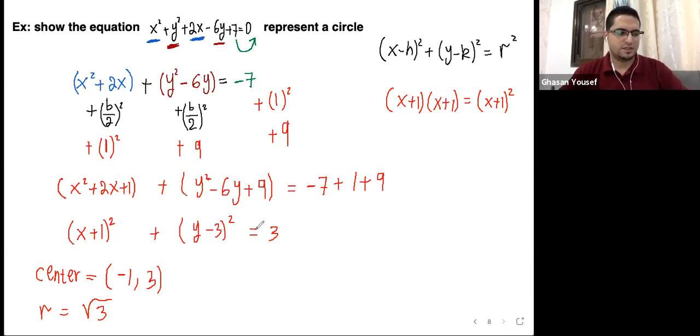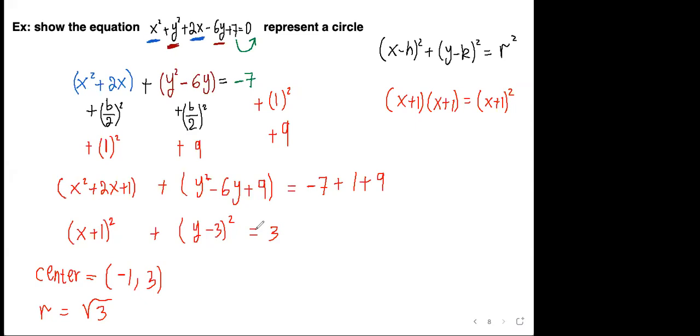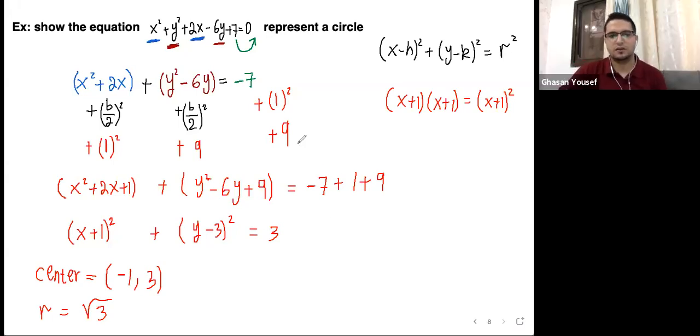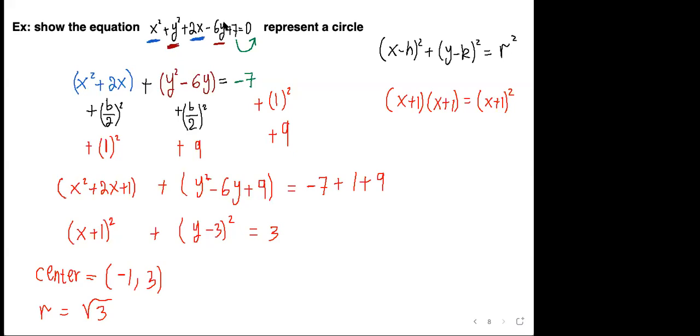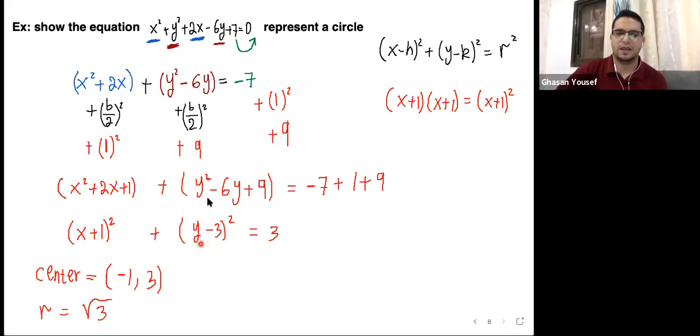Any question for this example? Is there times when an equation does not represent a circle? Which one? I'm just saying, can there be an equation that doesn't represent a circle? Exactly. Sometimes, but most of the equations will represent a circle. It's going to represent a circle.